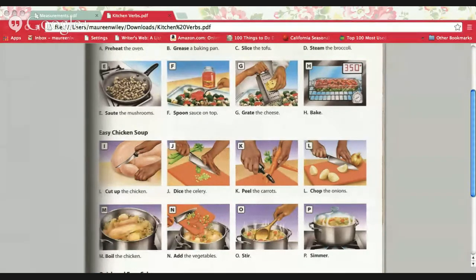So, Sandro, could you use cut up a chicken in a sentence, please? Or, sorry, just cut up? Usually I cut up the chicken before I put it into the oven in my recipe.